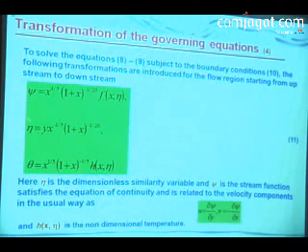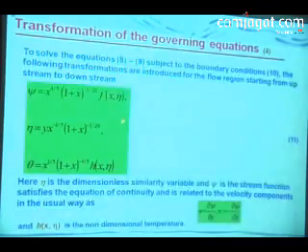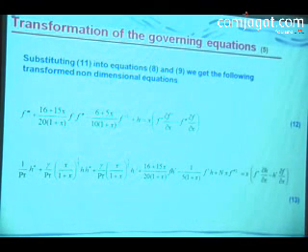Here we use the stream function, iterate the similarity variable, and theta is the surface temperature and H is the dimensionless temperature. Then we use this, we get the two equations. The first equation, equation 12, represents the momentum equation, and the second is the energy equation.